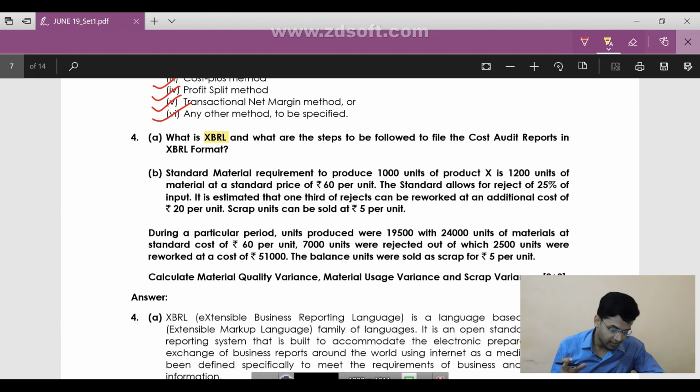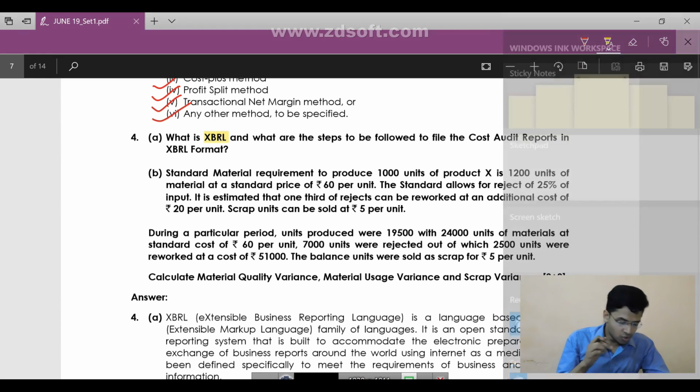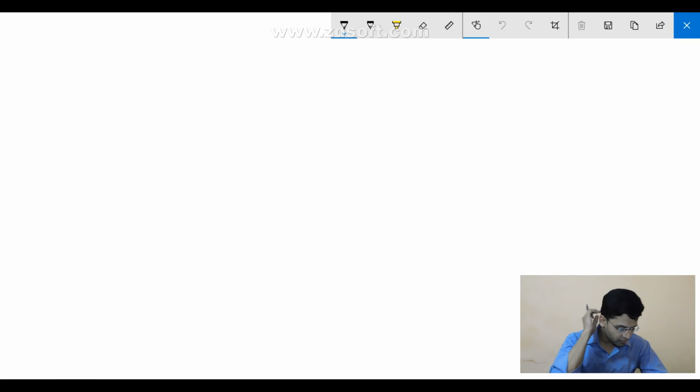Calculate material quality variance. Guys, this is a special kind of variance which is calculated, material quality variance. Then it has further sub-limbs like material usage variance and scrap variance. So quickly let me tell you how to solve this question. Although it is a remote possibility, guys, that this question can come in the examination, still there's no harm in doing it.